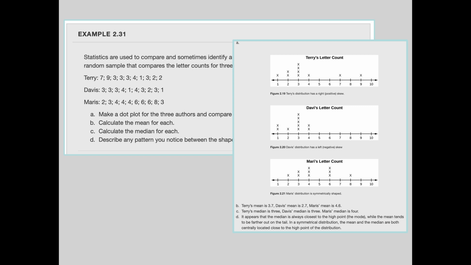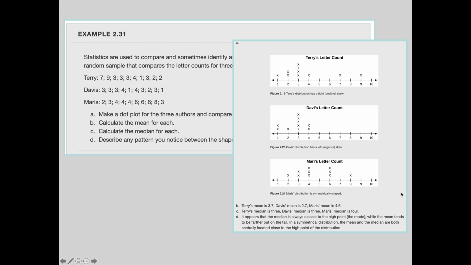Now, we did the dot plot, then we calculated the mean. Next up, calculate the median for each. Terry's median is 3, Davy's median is 3, and Mari's median is 4. Describe any pattern you notice between the shape and the values. Okay, so it appears the median is always closest to the high point.